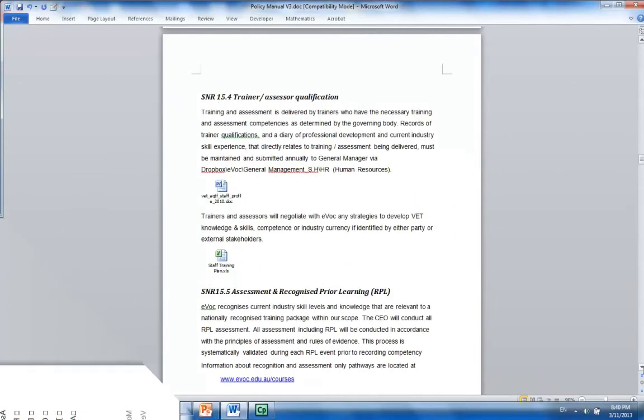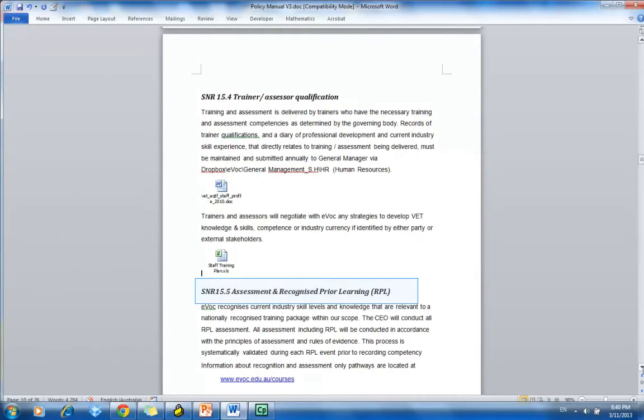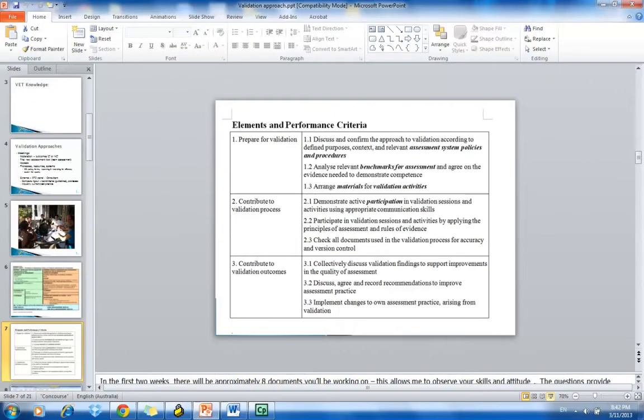So the policy also points to SNR 15.5, assessment and recognise prior learning. So this is where you would be turning to your policy manual for the processes and policies around assessment and RPL. So staff would prepare for validation by having that RTO policy manual available.